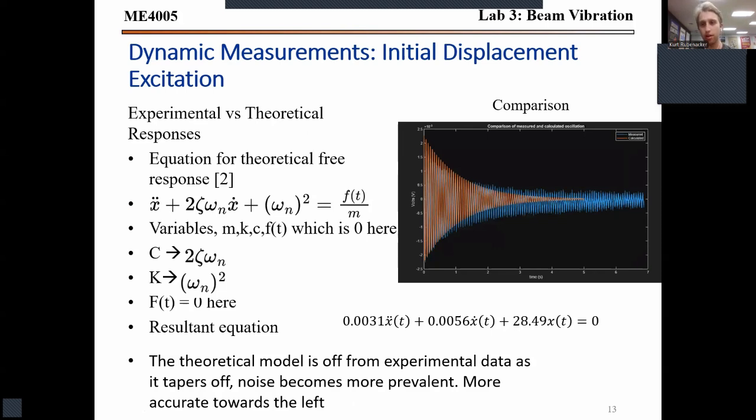Next, when you overlay the theoretical versus the calculated with the experimental, you can see there's more noise. The further along it goes over time, the smaller the signal gets and there's more and more noise, so it becomes more inaccurate. However, towards the left, where there's a larger signal, it's decently accurate.